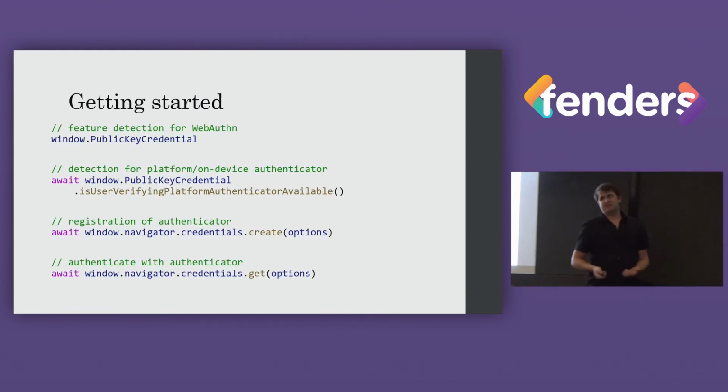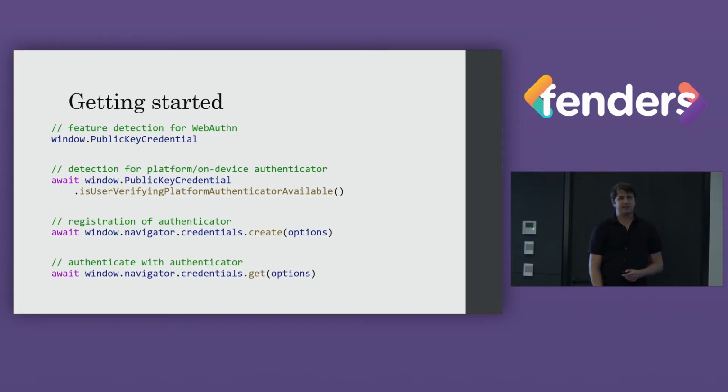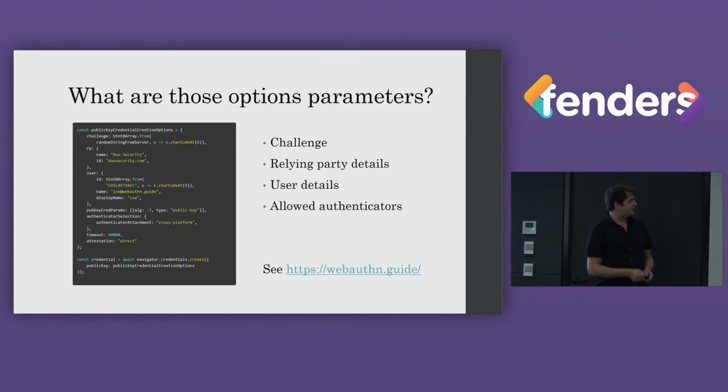So the way you do it, essentially there's a JavaScript API, and there are 4 methods that you call. One to figure out if it's supported in the browser, another to see if you've got one of those platform authenticators, if your device itself can act as an authenticator, one to create, and one to get those credentials. You'll see those little options parameters. I don't have time to go through them, but if you go to webauthn.guide, that goes through them all pretty well. Basically it's just the information that gets sent around, things like what kind of authenticators you'll accept.